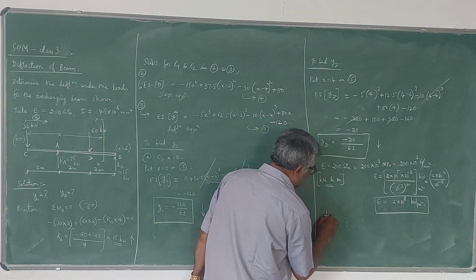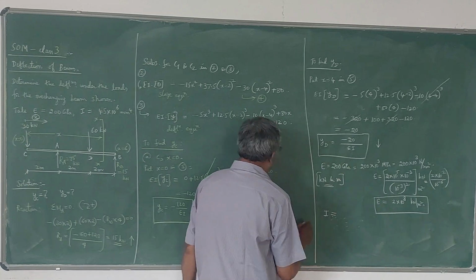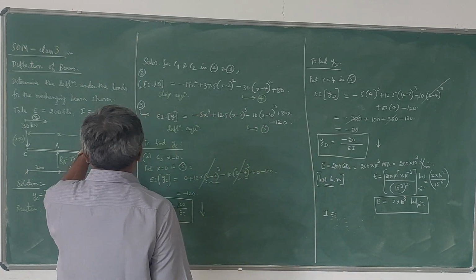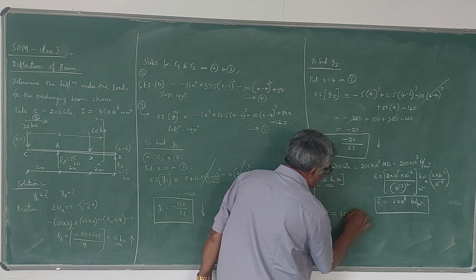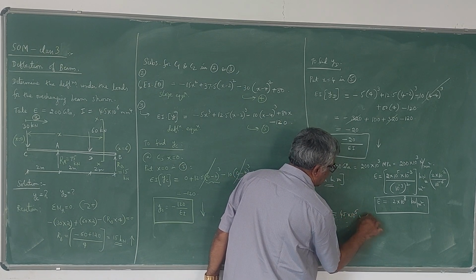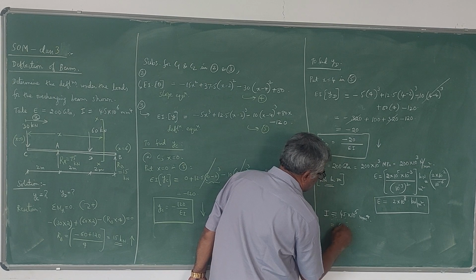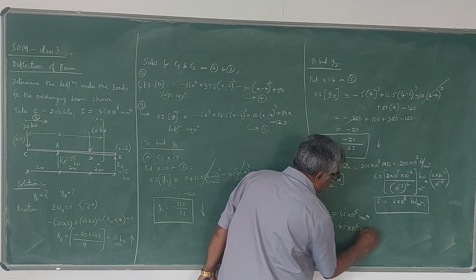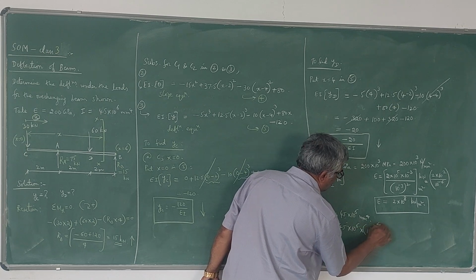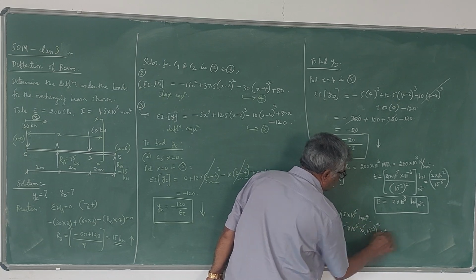I value, of course, he has given in millimeter power 4, that should be converted to meter power 4. He has given 45 into 10 power 6 millimeter power 4. Let us convert to meter power 4. It is 45 into 10 power 6. 1 millimeter is 10 power minus 3 meter, to the power 4. So this becomes meter power 4.